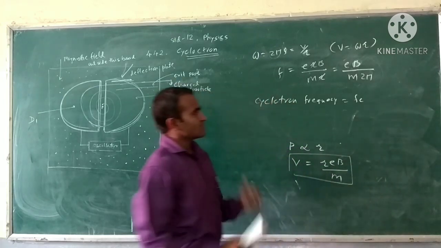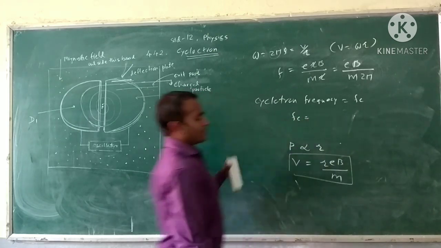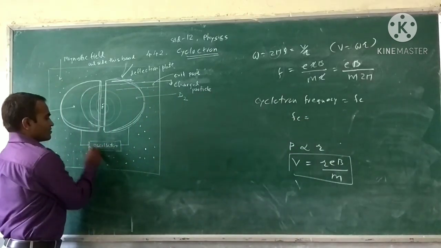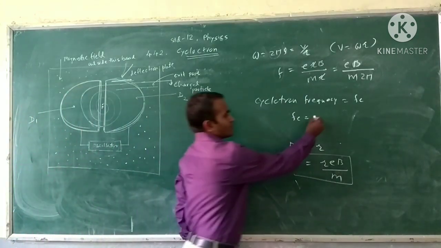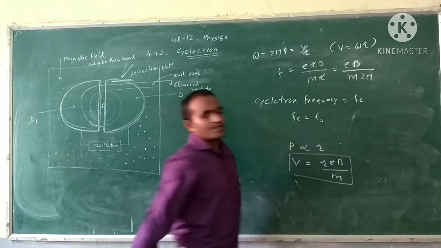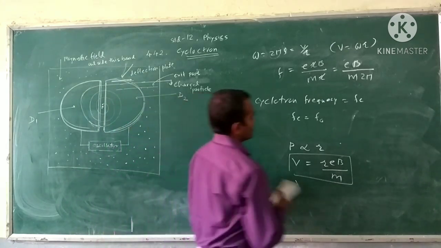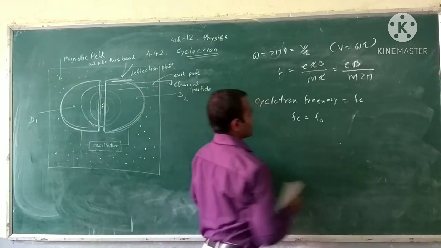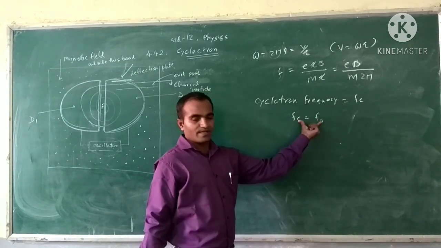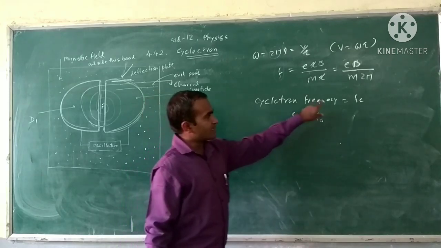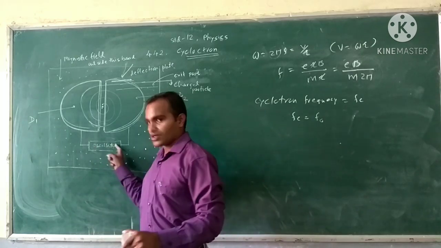Fc is the cyclotron frequency, and the oscillator is an AC source. So the frequency of this oscillator must always be equal to the cyclotron frequency. It is said to be the resonance condition. Both must be equal. Fc is the cyclotron frequency which is constant and Fo is the frequency of this oscillator.